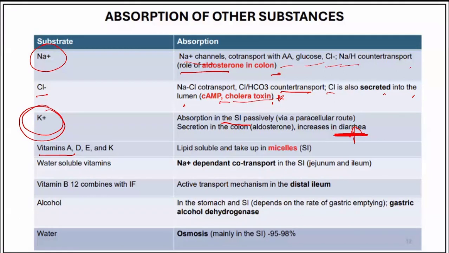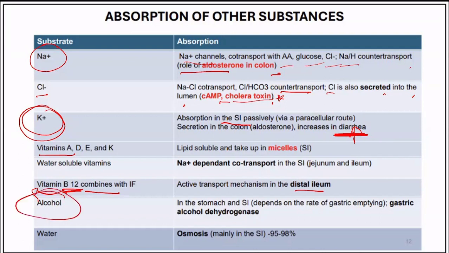And then we talked about vitamin B12, which was related to anemia. This combines with intrinsic factor, and this is actively transported into the distal ileum.